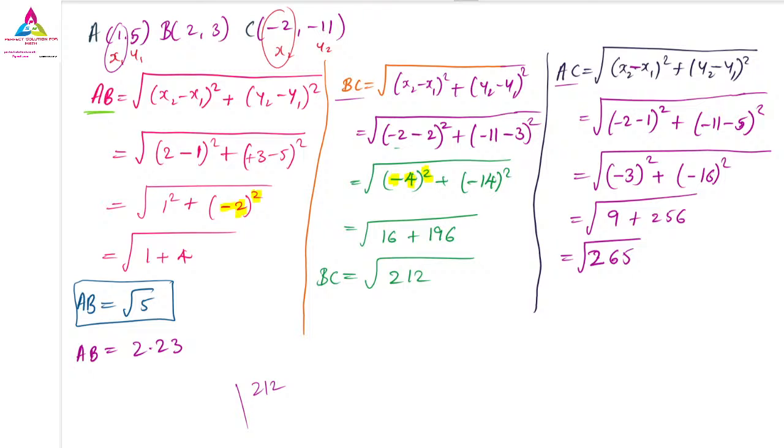Root 212 is nearly 196's root, because 196 is 14 square. Sorry, more than 14, not 16, it is more than 14 because 196 is nothing but 14 square. So we are going to get 14 point some value, because it is less than 225. So it will become nearly 14 point some value. How much do we have to see? Nearly 14.5. You just have to see that perfectly.